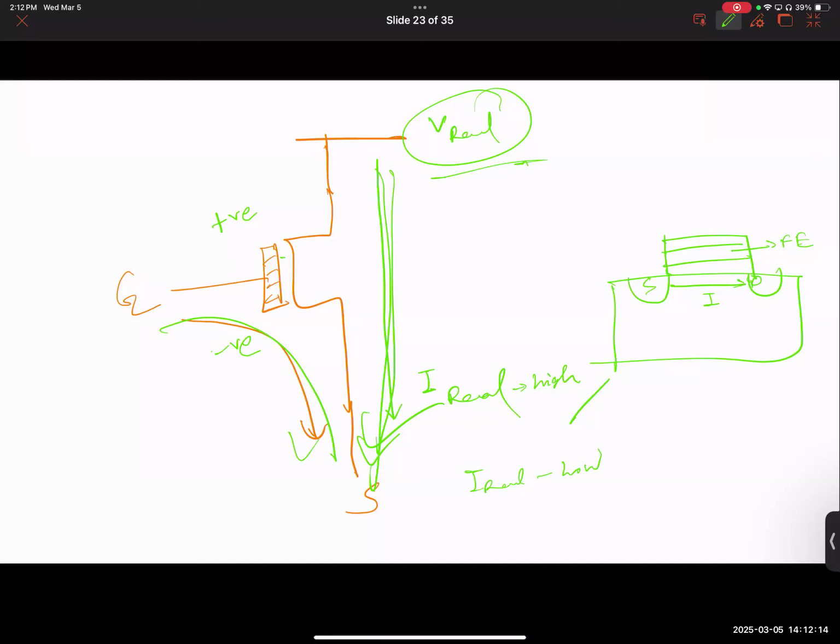Can anybody tell me which other memory technology had separate read-write path? Which one?